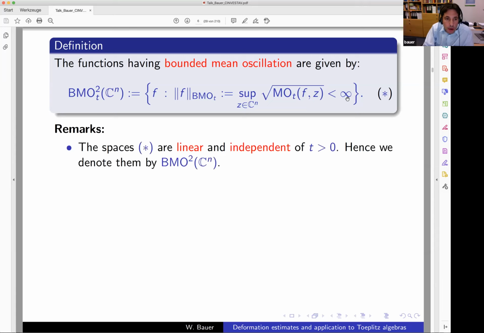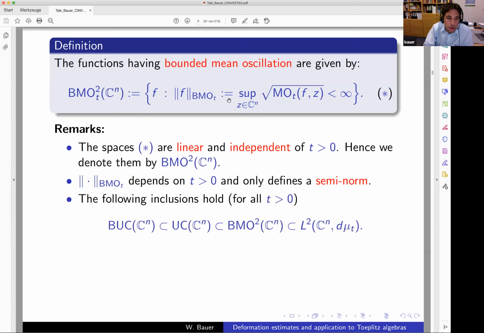And here a few remarks. First of all, this index t here is not necessary, because this condition is independent of t. t was this time parameter in the heat transform. And these are actually also vector spaces, so these are linear spaces. They are independent of t, so we omit the t in the index and just call them BMO2. However, of course, this object here, which is a semi-norm, it's not a norm, this depends on t, and we will use this dependence on t later on.